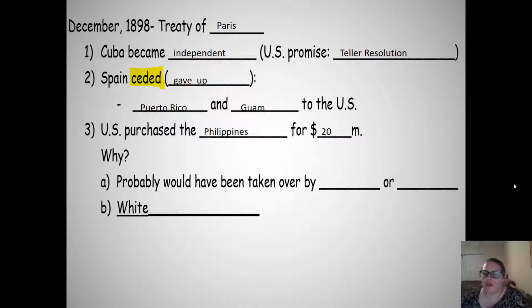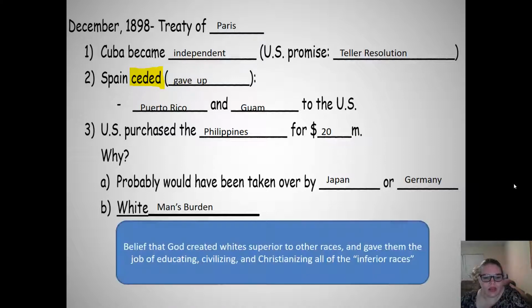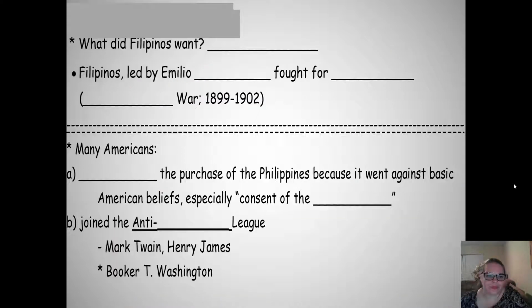Couple of reasons why. The main reason was that at this point, other countries were starting to look at Spanish colonies, wanting to know what they could grab up. And the Philippines were looking good to a lot of people. So if we didn't buy it, the Philippines probably would have been taken over by either Japan or Germany, and we did not feel comfortable with either of those two countries owning the Philippines. The second reason is that thing we talked about today, that white man's burden. That belief that God created whites superior to all other races and gave them the job of educating, civilizing, and Christianizing everybody else.